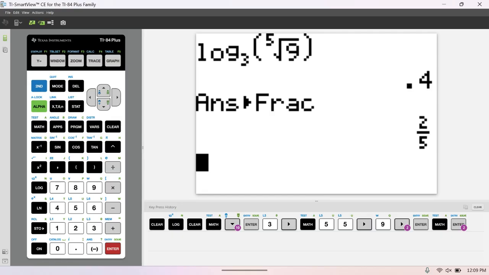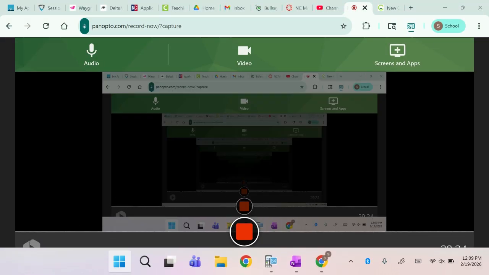You can also do it in Desmos too, but you would have to go to the function key and scroll down till you see like a little log with a tiny letter and another X. All right, so that's evaluating logs.